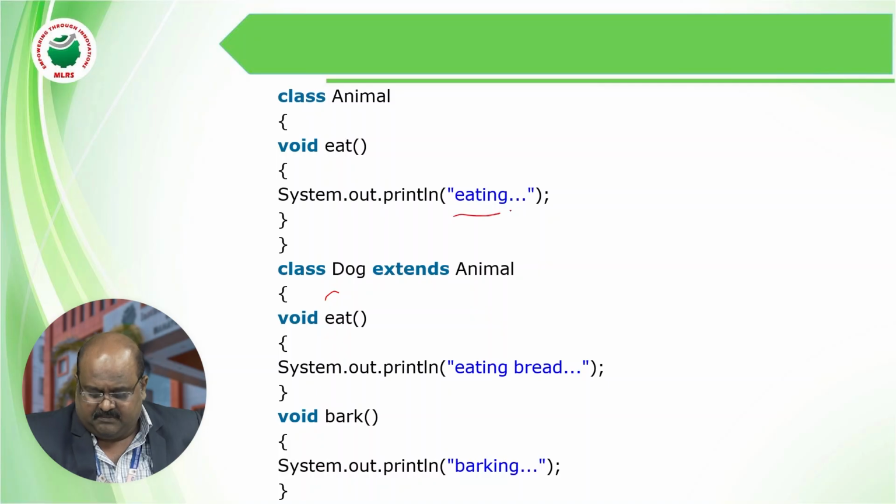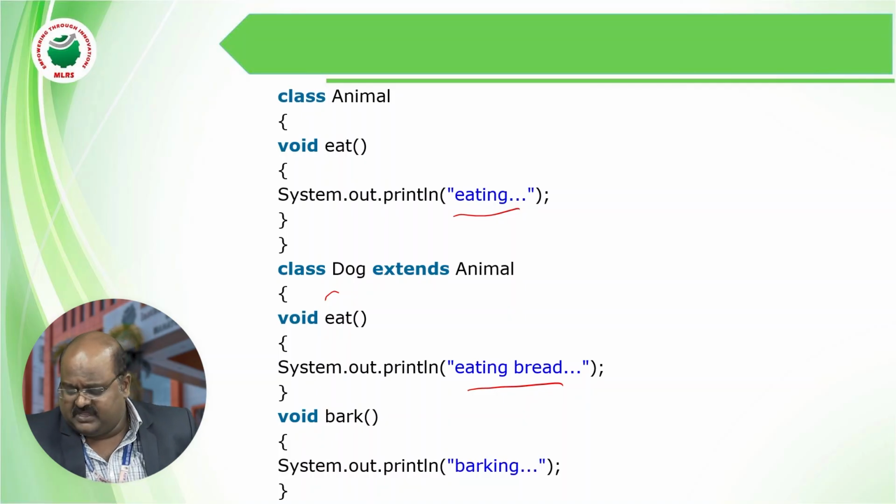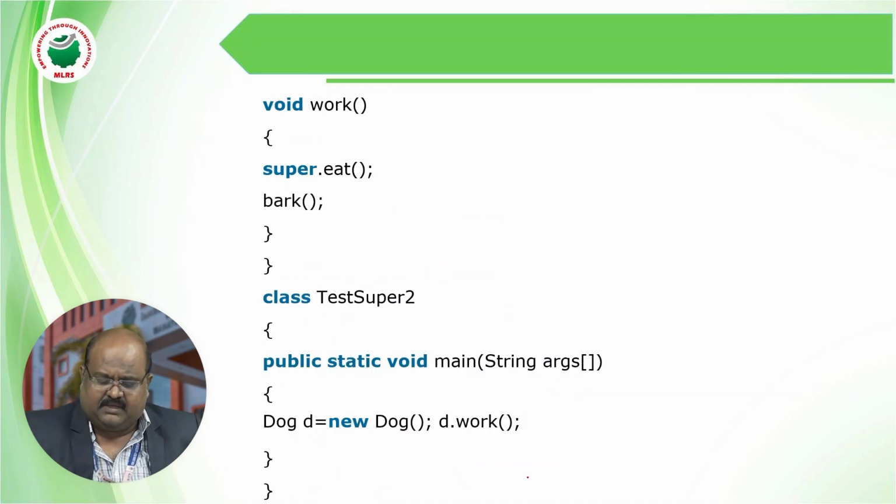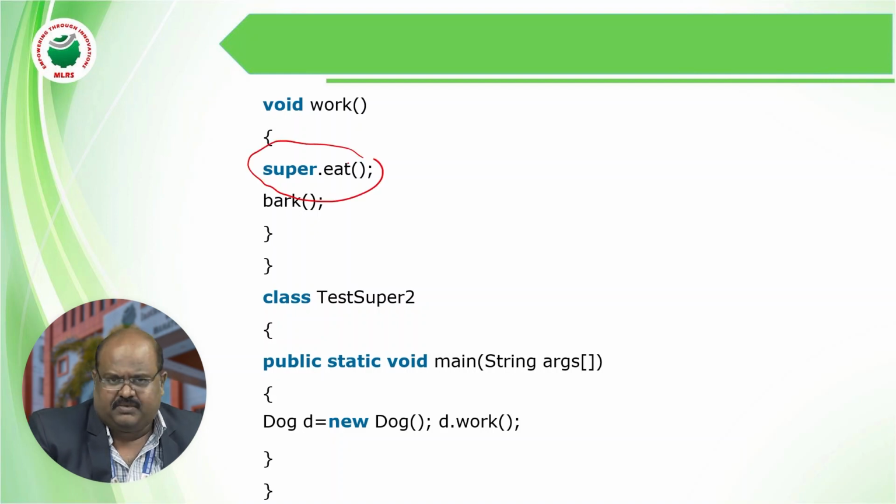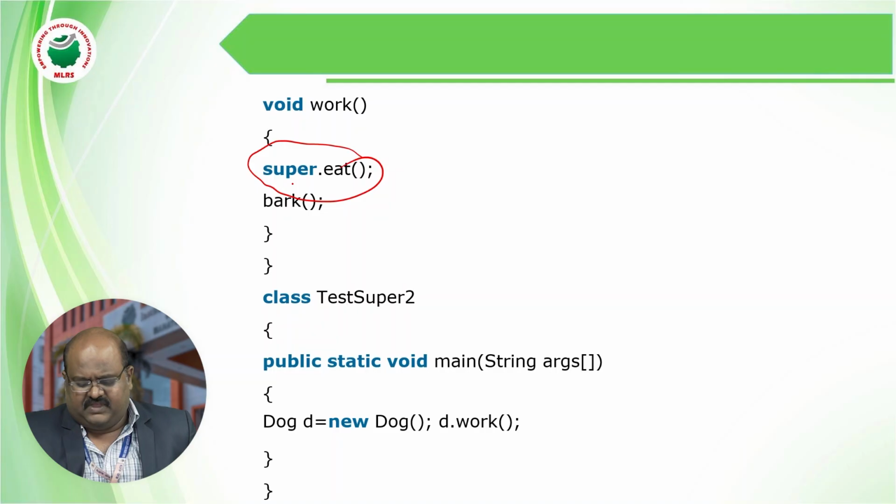But observe this, the implementation is different from the base class to the derived class. In the base class you are printing eating, but in the derived class you are printing eating bread. Below that, one more method you are adding in your child class is the bark method, and you are printing barking here. Then you are writing one more method named work. Here you have used super.eat, so you are calling the parent class method by using the super keyword. By using the super keyword we can access even the parent class methods.